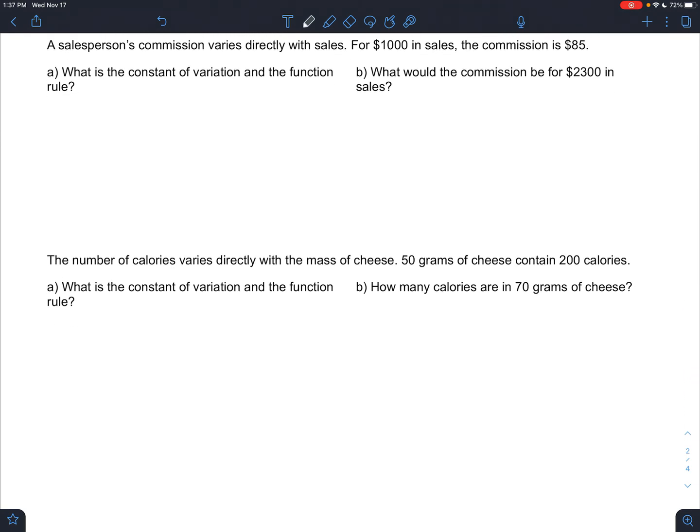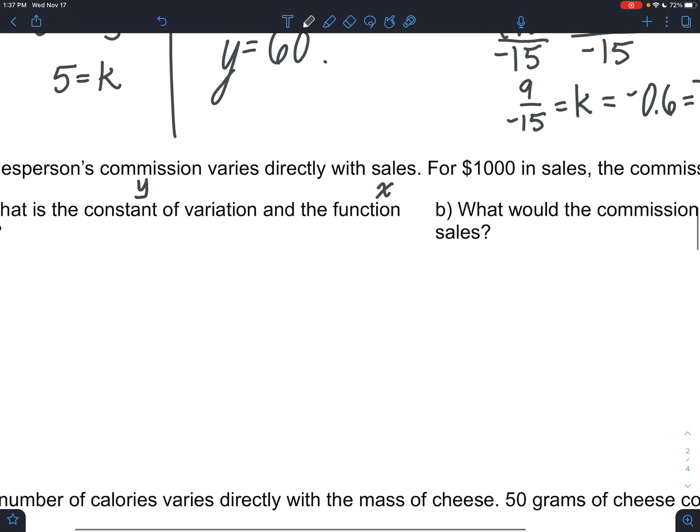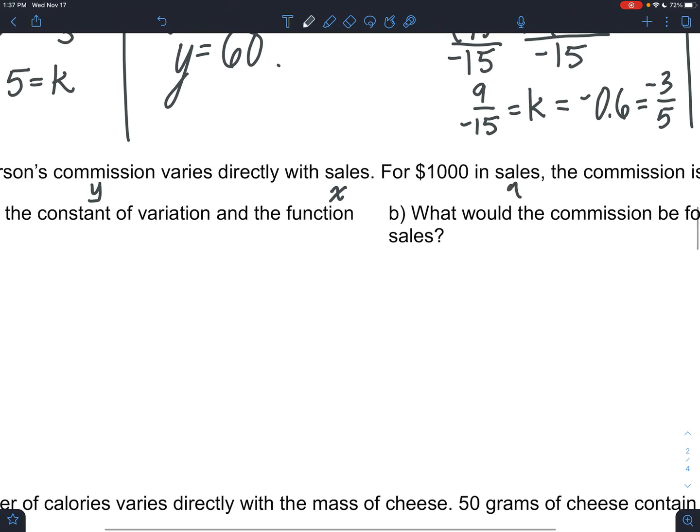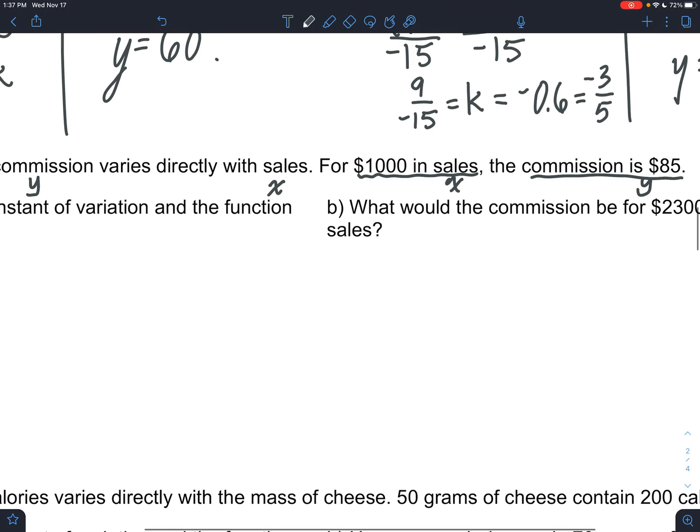So a salesperson's commission varies directly with sales. So I've been saying y varies directly with x. So let's just give those labels. So the commission, which is that extra bonus that the salesperson gets depending on how well they sell their items. And let's give this x. So then it reads y varies directly with x. Okay, so x are the sales and the commission is y. So I want to label those parts of the problem too.